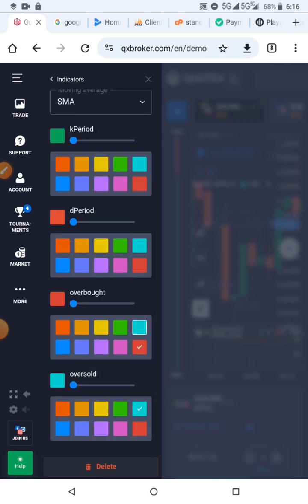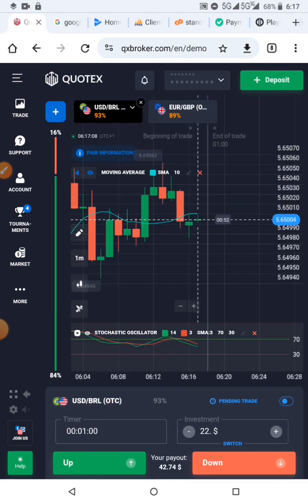I will scroll down and then change the overbought. Buying is green, so I'll put it green. Then the oversold, selling is red, so I'll change it to red. That's just what I'll have to do. Once that is done, I cancel it. And if you observe now, you see that the stochastic oscillator has been added to the account as another indicator.